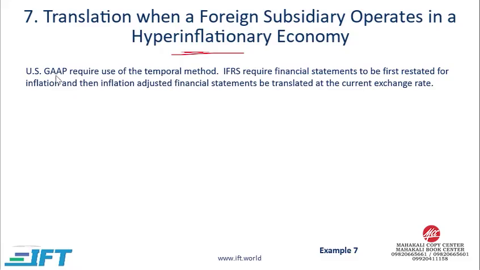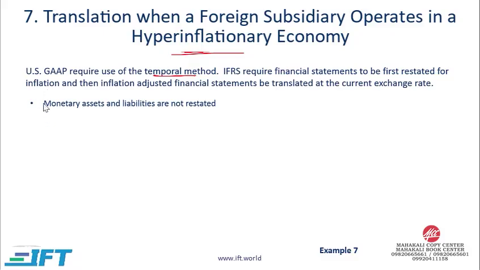US GAAP is straightforward. US GAAP simply requires use of the temporal method. On the other hand, IFRS requires financial statements to be first restated for inflation, and then the inflation-adjusted financial statements need to be translated at the current exchange rate.